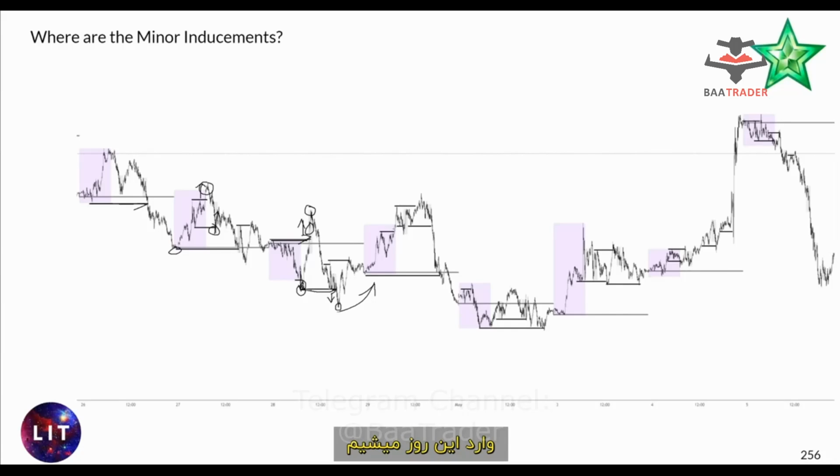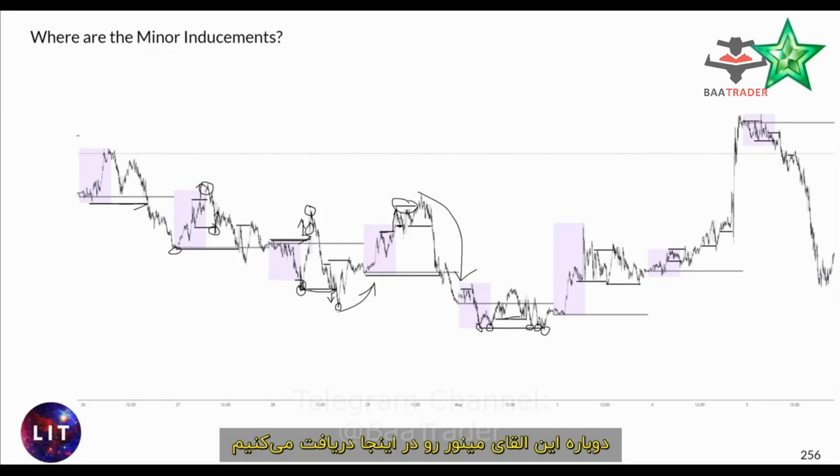Okay, coming into this day, we give a little minor inducement, again with momentum, pull back into another minor inducement before taking out this double top, and then continuing down for the rest of the day. Same here, this one's a bit of a nicer one, because look what we do. We build the 1, 2, 3, 4, the quadruple bottom, induce it.